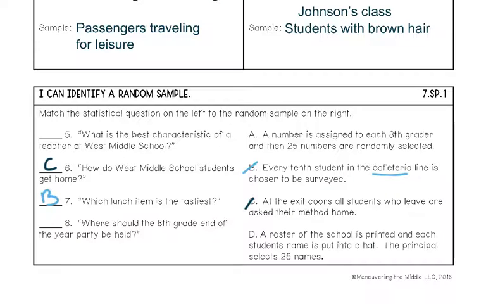For 8, it says, where should the 8th grade go at the end of the year? Since we're looking at the 8th graders, we need to ask the 8th graders. So since we're looking at a number assigned to each 8th grader and then 25 randomly selected, that would be a random sampling method. Now for this first one, which we're doing last, it says, what's the best characteristic of a teacher? We just want to know about teachers and what students think about them. So we're randomly going to look at students. So putting random names into a hat and then drawing them out would be a good random sampling method.